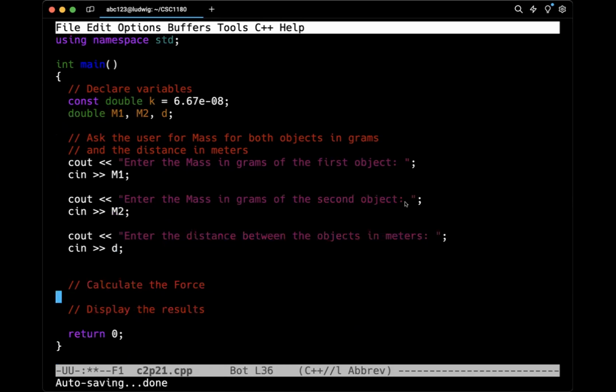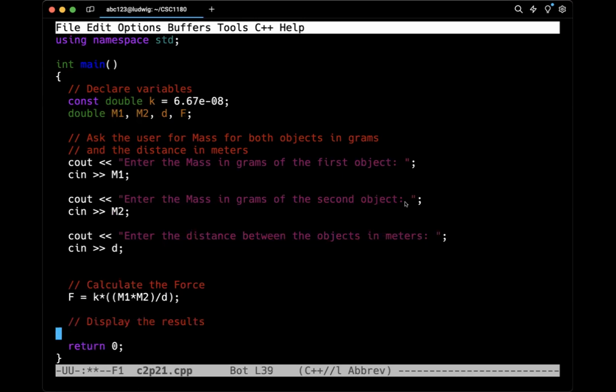Okay. So then down here, I can yank that formula back. And we have not defined F. That's something else we need up here. So again, I'll use a capital letter. I shouldn't normally do that, but we're going to keep with the formula. So F is equal to K, which we're defining up here as a constant. And then we have the M1, the M2, and the D. Okay. So let's see if this gets the correct results.